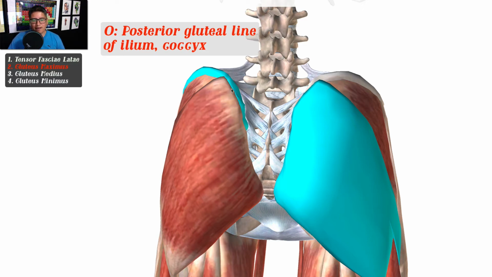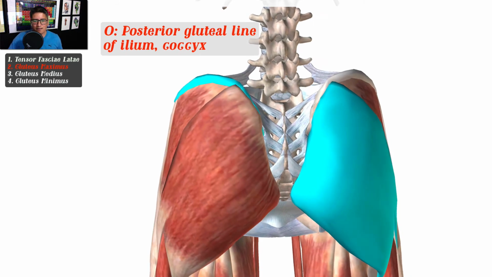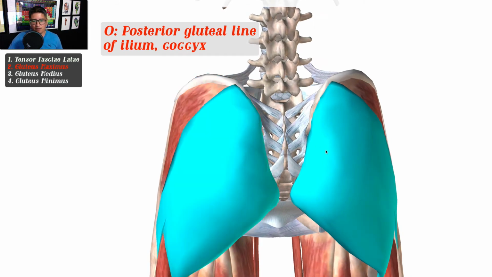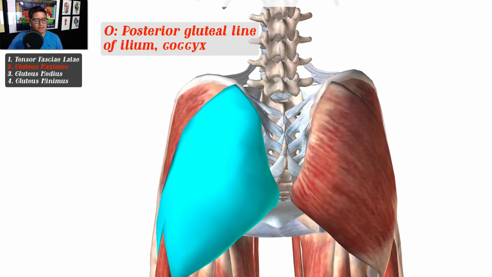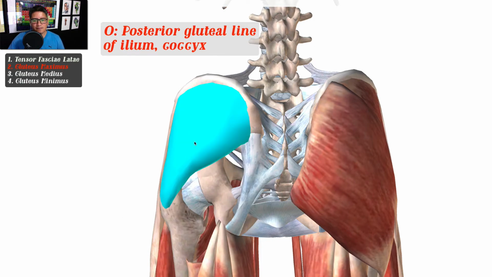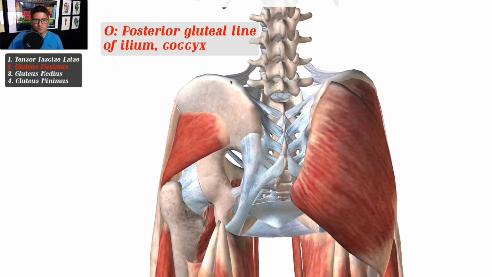ilium. So that aspect of the ilium, here, let me get rid of our glute so we can actually see this. Let me hide all of that. So this line right here, this feature of the ilium, is specifically named for the fact that that's the location of the origin for the glute. So it's called the posterior gluteal line of the ilium.